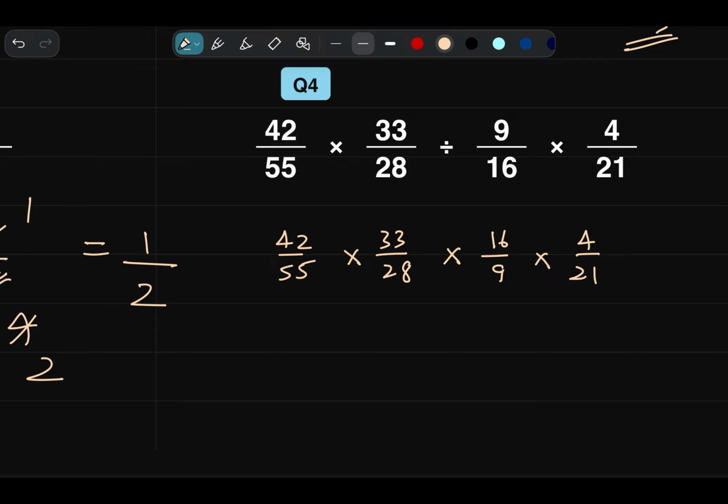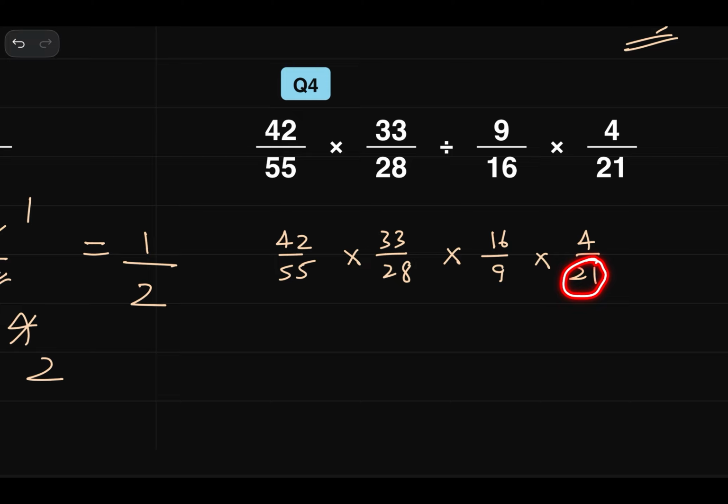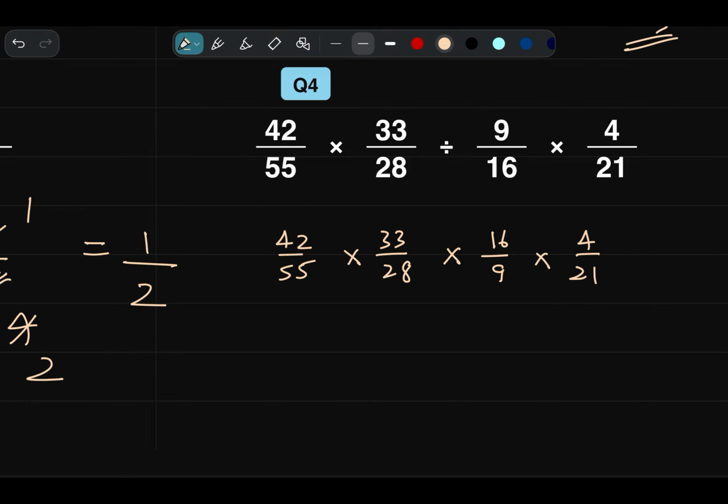Cancel off now. What all will I cancel? 21 ones are 21 and 21 twos are 42. You can also cancel by a smaller number if you are comfortable doing that way. 21 ones are and twos are. 11 threes are and 11 fives are. 16 and 28. 4 sevens are 28. 4 fours are 16. Any further cancellation possible?